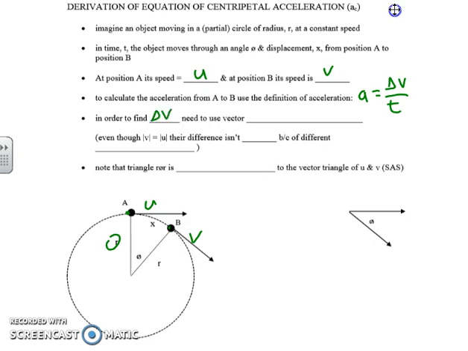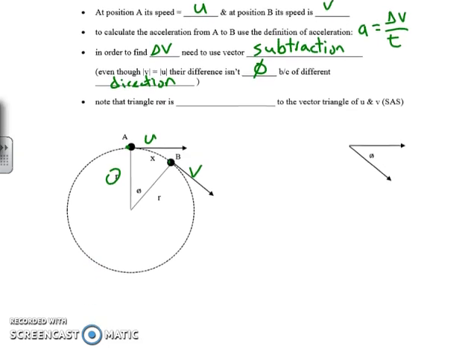So in this next bullet, in order to find delta v, we're going to use vector subtraction. And as I just said, even though the absolute values of v and u, in other words their speeds, are the same, their difference isn't 0 because of the different directions. So again, 10 meters per second minus 10 meters per second is not necessarily 0 if the vectors are in different directions. I'll come back up to the last bullet in a second, so let me just zoom this up.